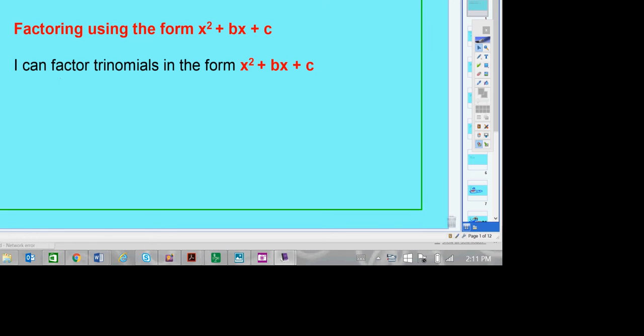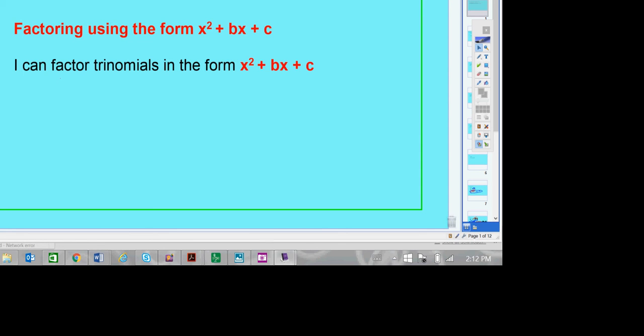I can factor trinomials in the form x squared plus bx plus c. So, what we're doing here is we are going in reverse. Okay? So, we are now saying instead of multiplying it out, foiling it out, we're going in reverse now and finding what the two binomials are that made that up. Okay? And where we use this is when we solve equations. We'll need to sometimes factor these out in order to solve these.